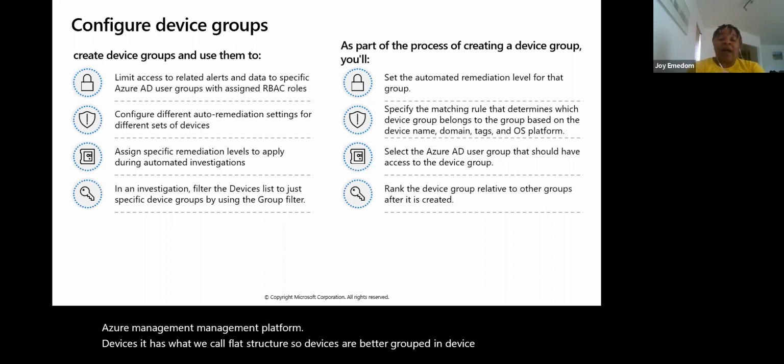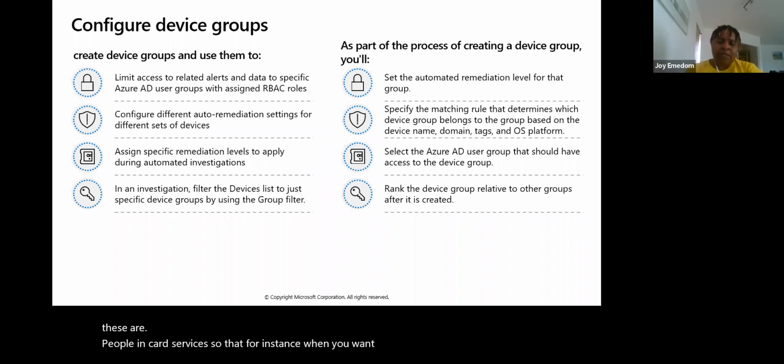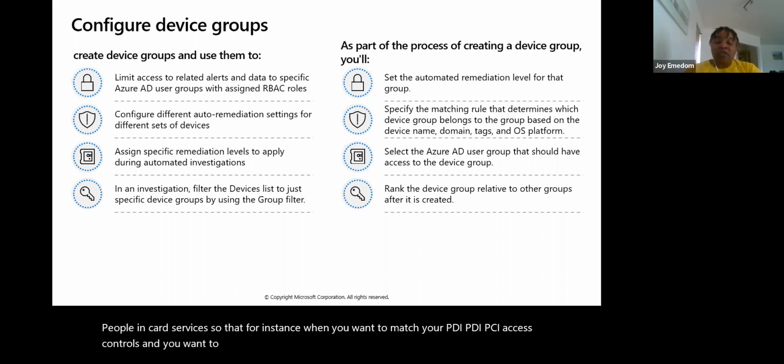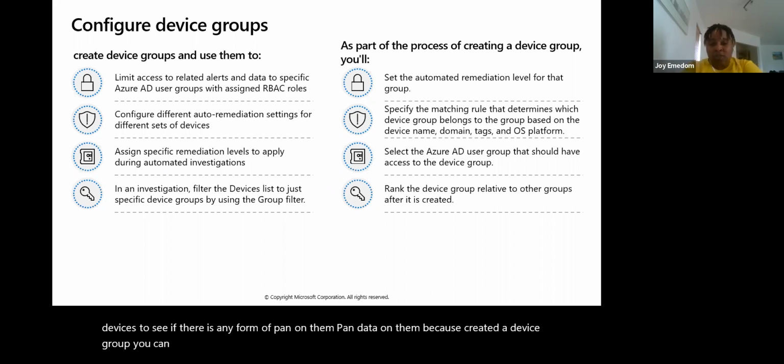So you could say these are IT devices, these are executive devices, these are compliance devices, these are people in card services. So that, for instance, when you want to match your PCI DSS controls, and you want to say things that are in scope, it's easy for you to say, oh, these are the devices that are in the PCI DSS team, the teams that manage cards, and we want to scan these devices to see if there's any form of PAN data on them. Because you've created a device group, you can target rules and policies to those device groups.